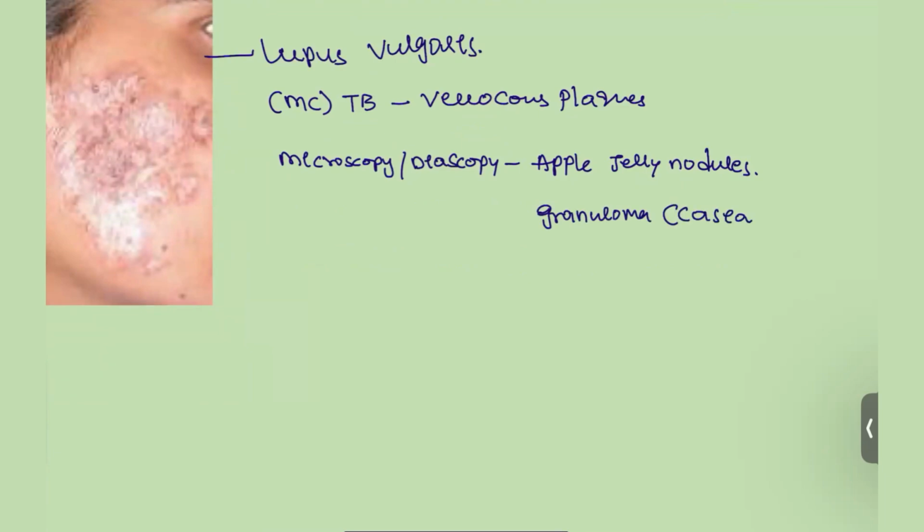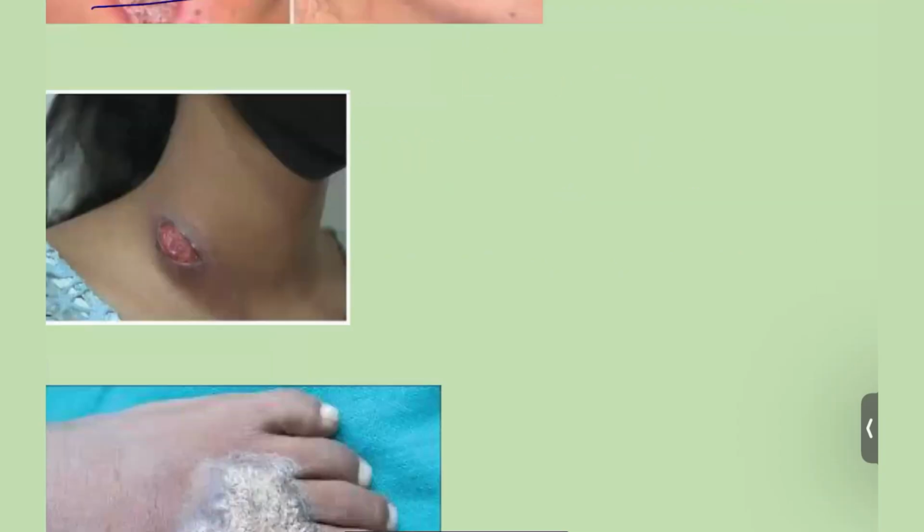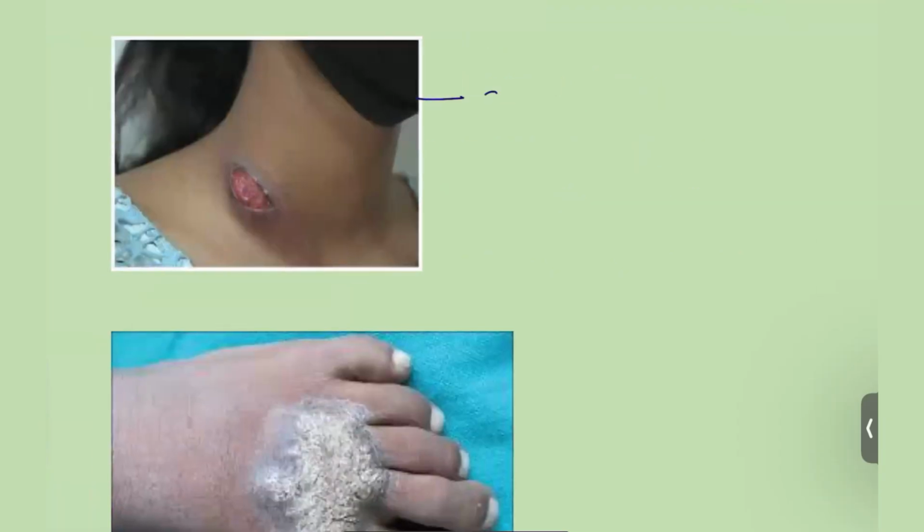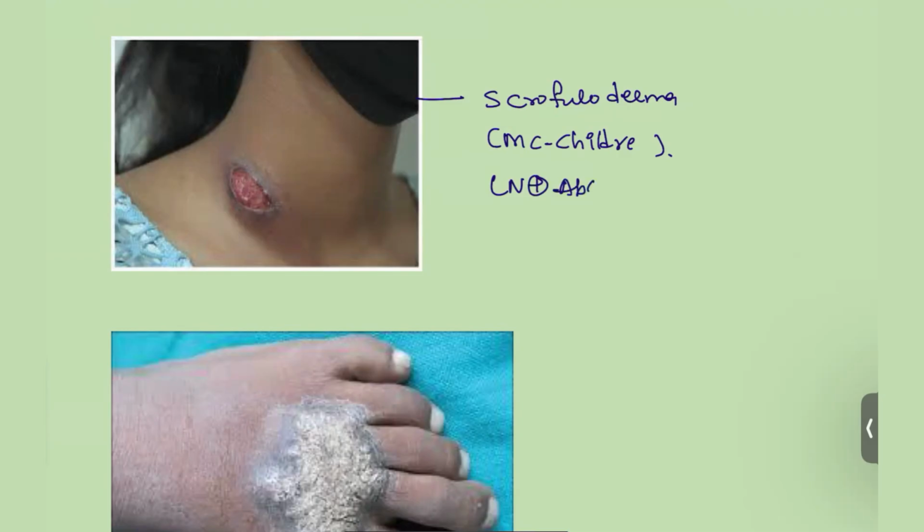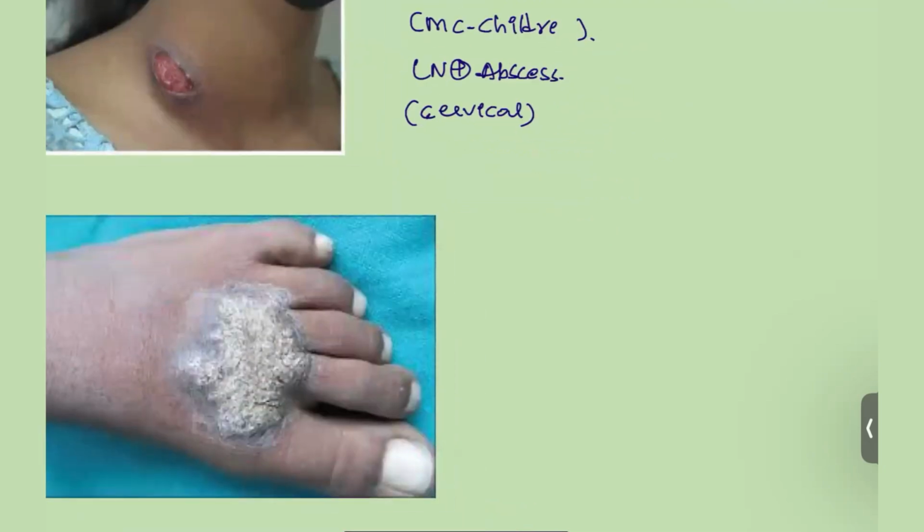Caseated granulomas are seen in this patient. Next, coming to the second one, this is known as scrofuloderma, most commonly seen in children or the pediatric patient. It involves the lymph node. Along with that, there will be a presentation of the abscess. Usually cervical lymph nodes are commonly involved in this patient, and this is painless, but discharge is present at this point.